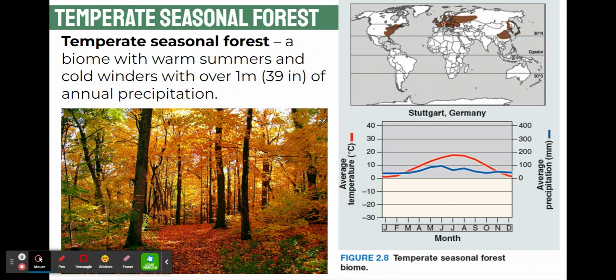A temperate seasonal forest, however, is what we live in. It's a biome with warm summers and colder winters with over 39 inches of annual precipitation. So this is the biome that we live in. We have all the changing of the seasons. Very, very, very beautiful here. And it's also in other parts of Europe and Japan and parts of China and Asia.